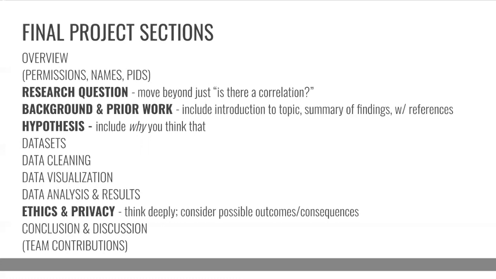For background and prior work, general issues were that people didn't include a general introduction to the topic. Envision that this section is after somebody's read your question and they are unfamiliar with your topic. What would they need to know to then understand your analysis? This should include a general introduction to the topic, a summary of what was found by previous researchers or previous analyses, and you should have citations. And it should be clear which sentences from your background come from which references.